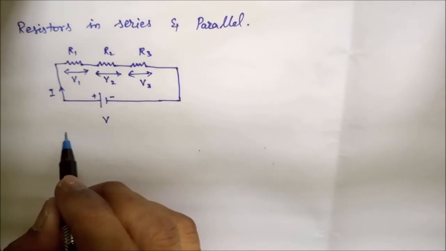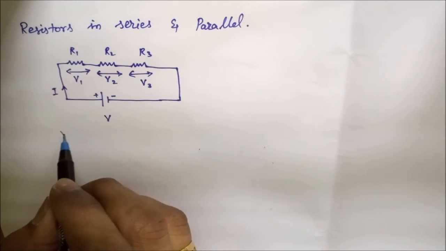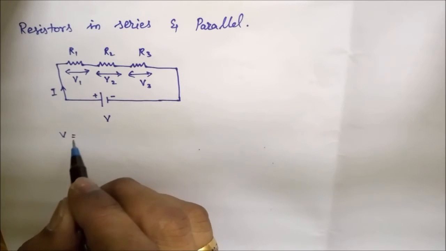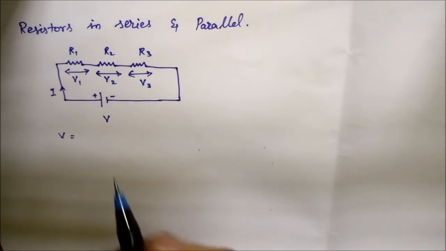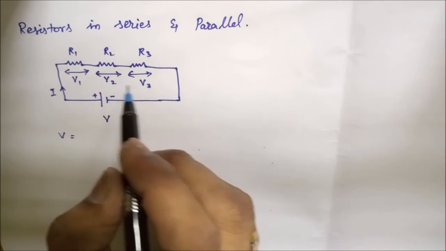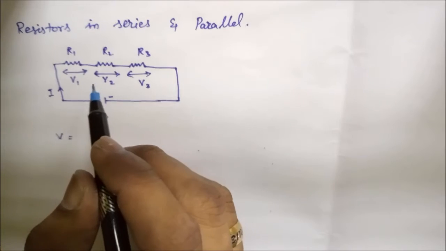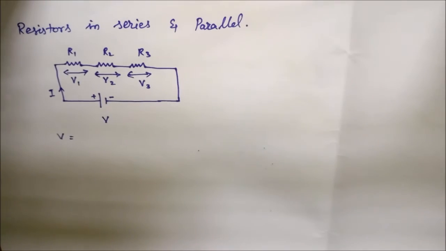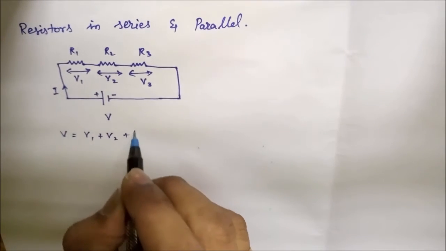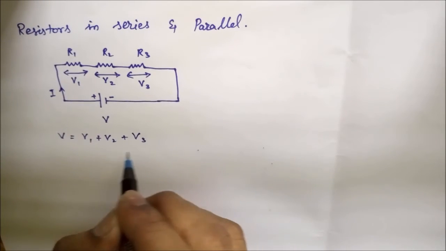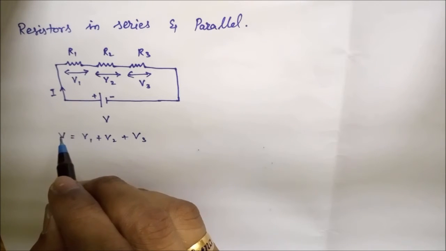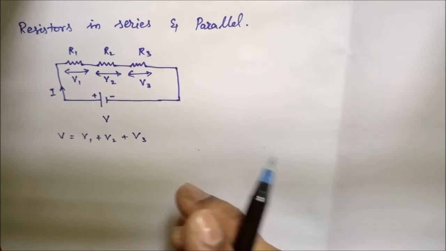Now we have to try to find the total potential. The total potential V, how can we calculate it? It's very simple. We just take the sum of these three potentials developed across the three resistors, V1 plus V2 plus V3. The sum of these three values is numerically equal to the potential which we applied.